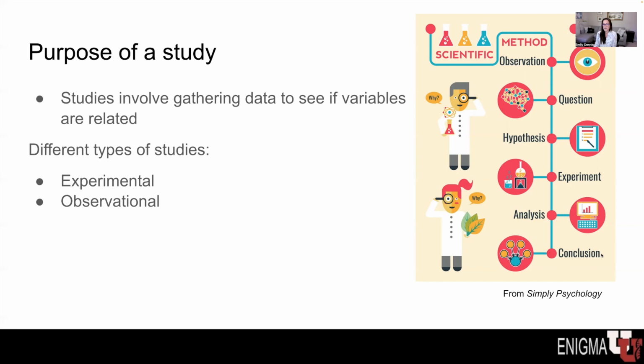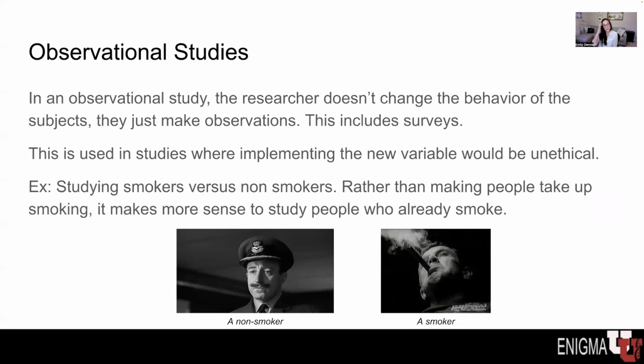We then interpret these data and come to a conclusion based on our data. There are two different types of studies that we will talk about today, and those are experimental and observational. So observational studies, just like the name suggests, is when we observe behavior. We observe natural behavior. We don't change the behavior of our subjects, we just observe it. So this could include surveys. This is used in studies where we don't want to change something, we want to observe the natural behavior, or where implementing some new variable would be unethical.